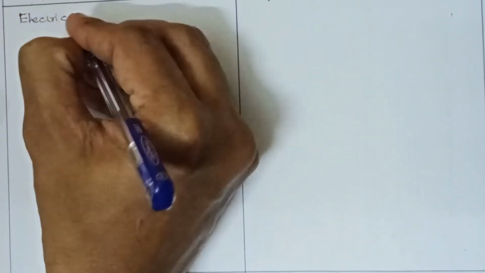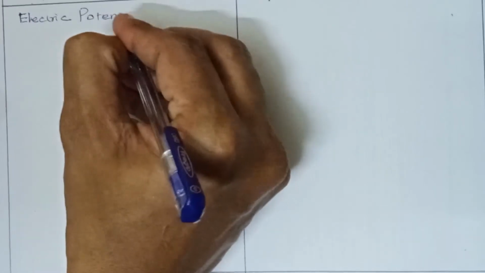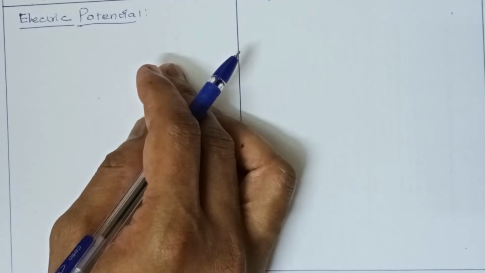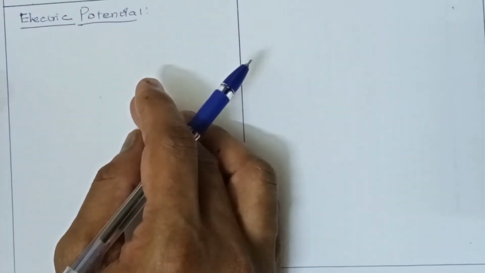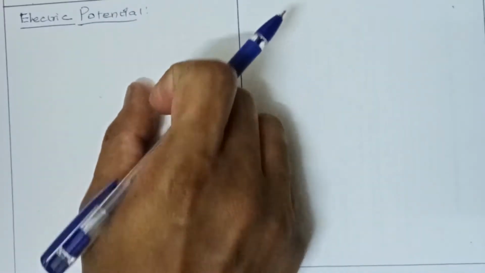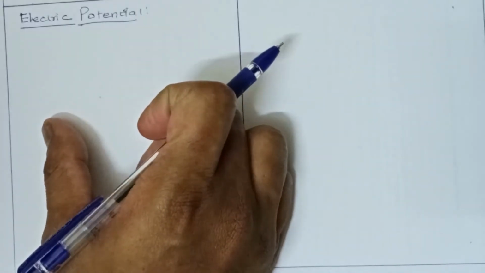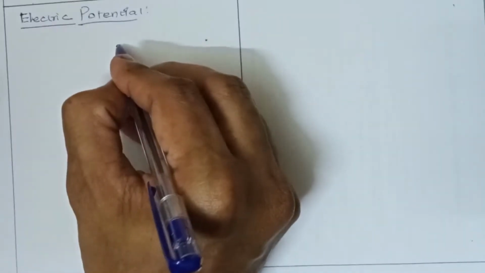Dear students, now we are going to discuss the topic electric potential. So, what is the potential? First of all, we need to know the potential difference is nothing but the work done necessary to move a unit positive charge from one place to another against the electric force. We call it the electric potential.